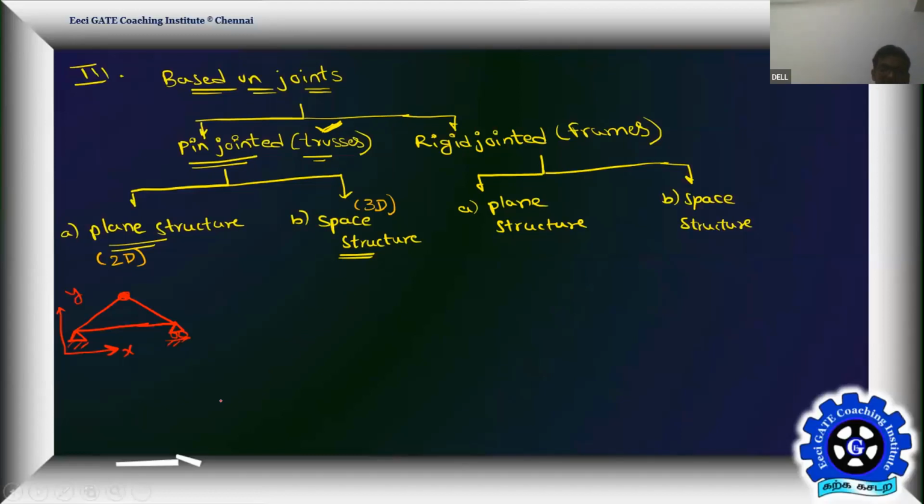Okay. Now tell me, can you draw a structure for a space pin jointed structure? Same, but it is going to extend in 3 dimensions. For example, like this. Now tell me, what is this? Let's say I give it in this manner. The same thing is extended. Now tell me, what kind of thing is it?